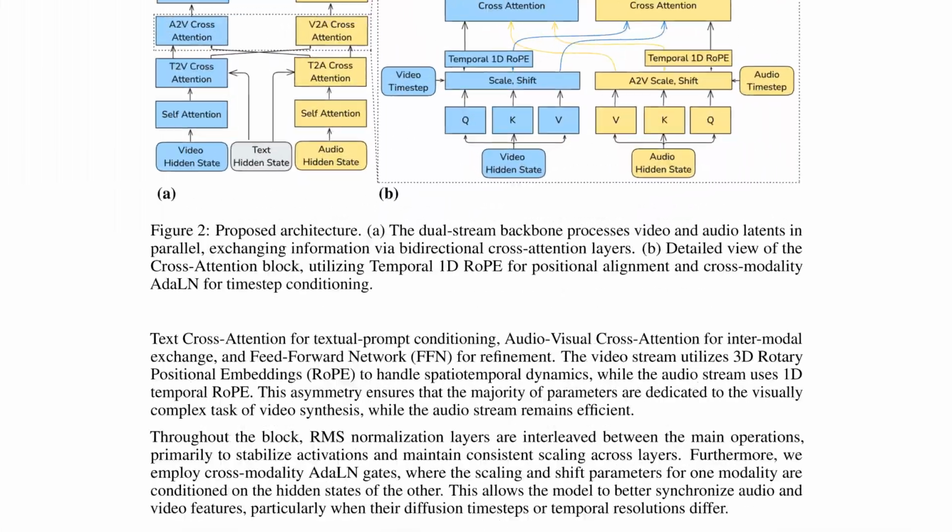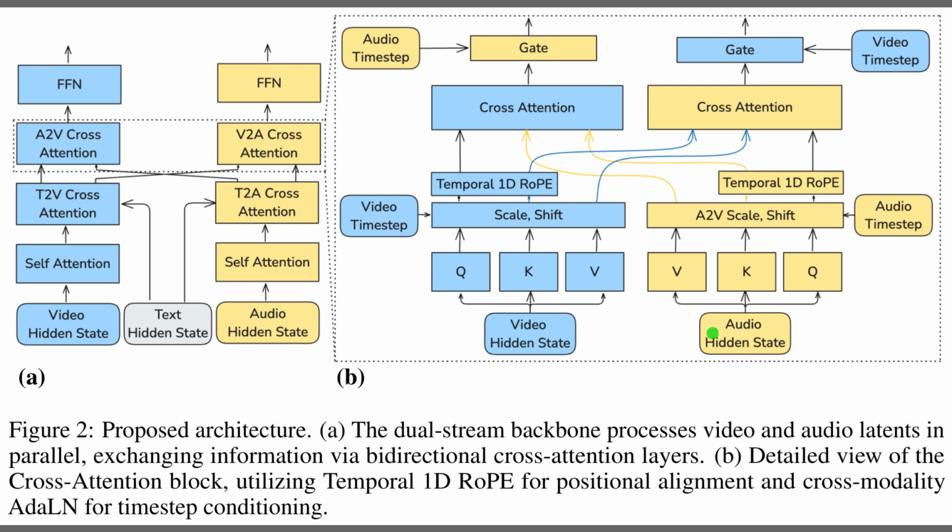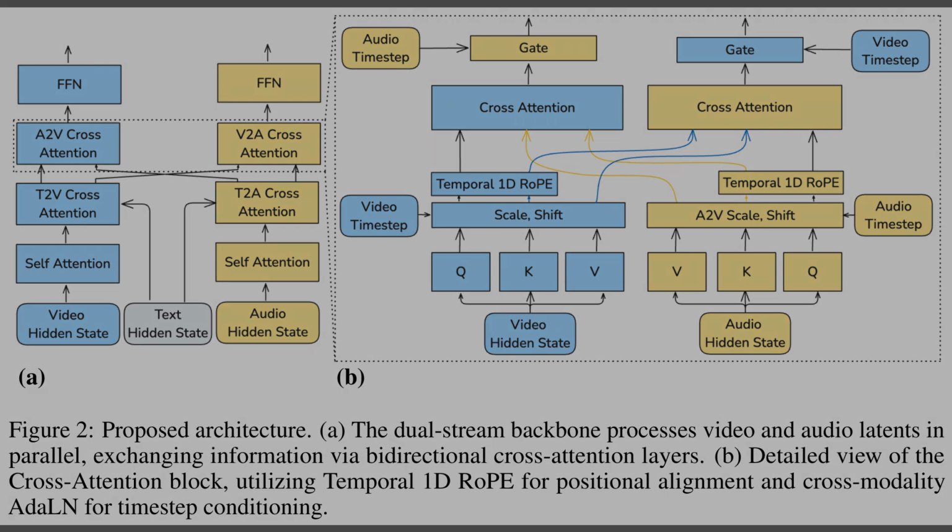Well, Figure 2 opens up the hood of that dual-stream backbone. On the left, in Panel A, you see the parallel tracks with a blue video stream and a yellow audio stream running side by side. They process data independently before hitting the bidirectional cross-attention layer to swap context. Panel B on the right zooms in on this exchange mechanism. It highlights the use of temporal 1D RoPE for alignment and cross-modality AdaLN, which ensures both streams stay synchronized by conditioning on shared time steps.